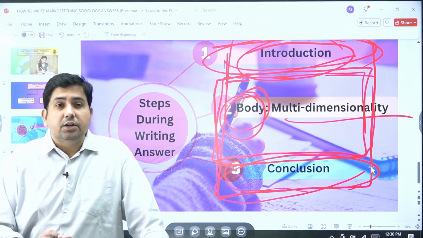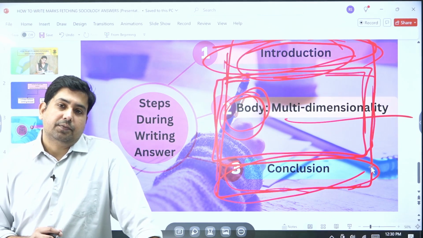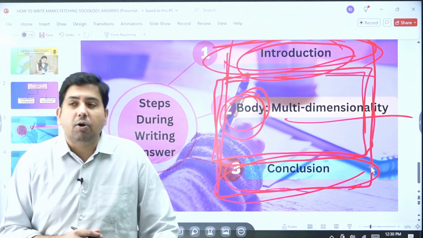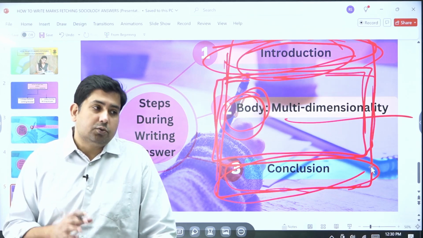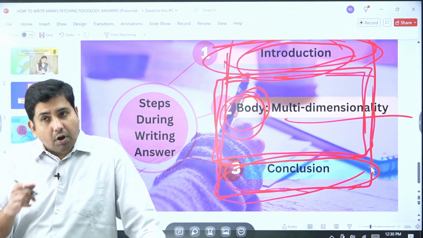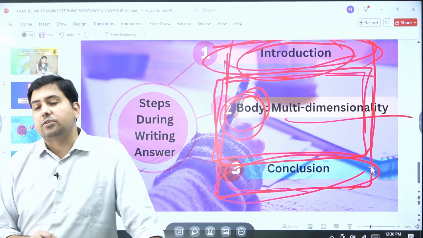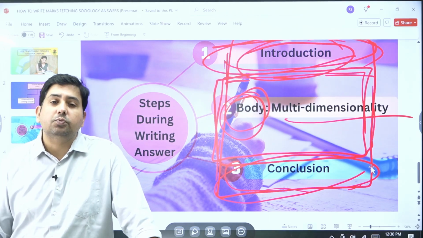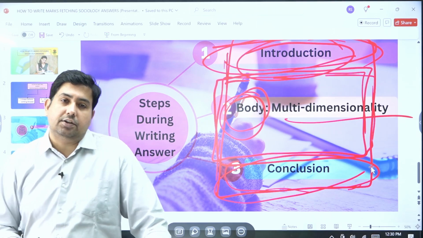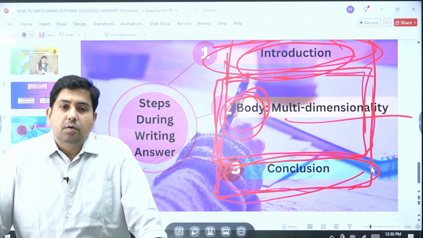So please do make use of sociological terminologies. That will give your answer an academic orientation. So you must do it. If you do not do it, you will not fetch marks in sociology. Your marks would linger somewhere between say 30% or 40%. So that is the point.